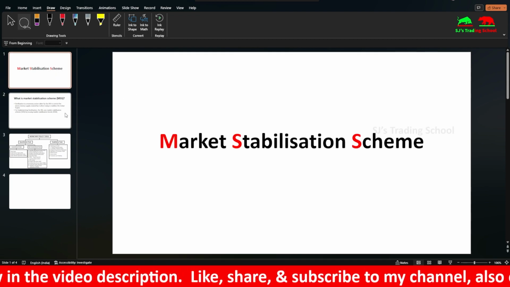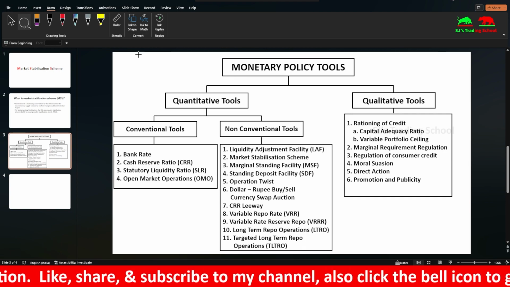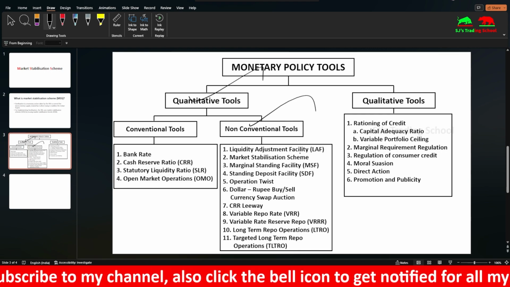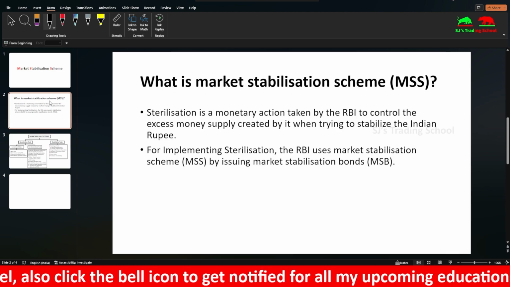So market stabilization scheme. This is one of the monetary policy tools which comes under the quantitative tools and non-conventional category. So you can see here market stabilization scheme. So let's see about this.